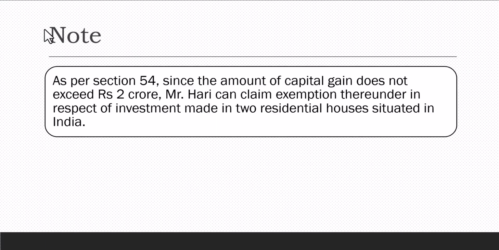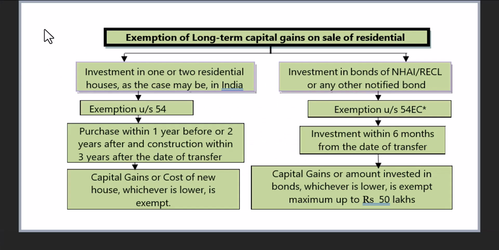So I'm just moving to, okay. So exemptions on long-term capital gain on sale of residential. So this is what we have done. The first one is what we have already understood. The second is investment in bond. The first one, investment in one or two residential houses, as the case may be in India. Exemption under Section 54, purchase within 1 year before or 2 years after the date of transfer, or construction within 3 years after the date of transfer.